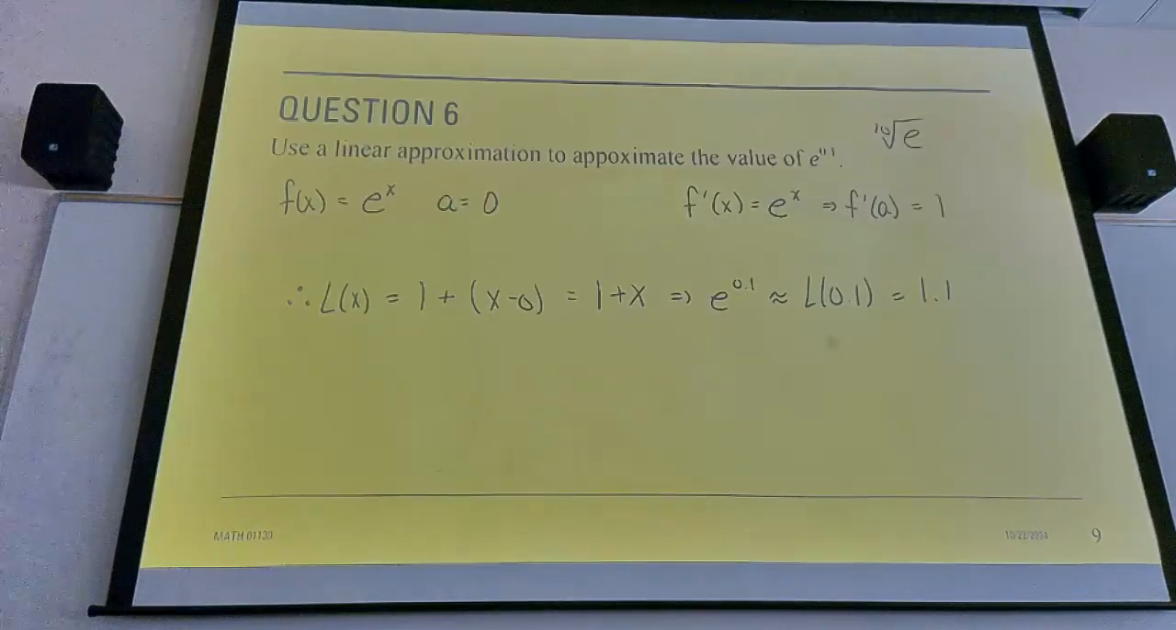Tenth root of e. So I could also just use f of x to be the 10th root of x. Problem is, then I would have to find a value close to e that we know the 10th root of. 0 would probably be the closest. No, 1. 1 would be closer. 10th root of 1 is 1. I don't know what the next 10th root is, though.